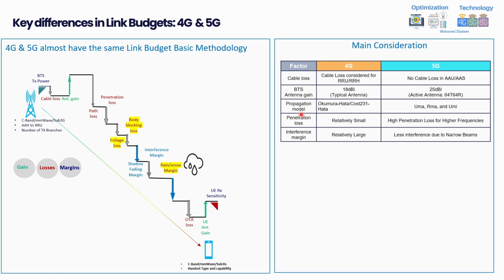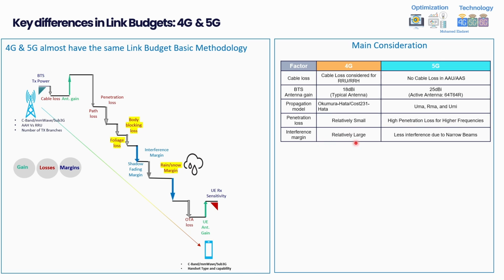And the propagation model changed. Before, we were using Okumura and COST-Hata for 3G and 4G. Now we'll be starting to use UMa, RMa, and UMi. These stand for urban macro, rural macro, and urban micro. And the penetration loss for 4G was relatively small, and in 5G it will be higher. You will have higher penetration losses, and this is because of the higher frequencies, for example, for the C-band and for the mmWave and so on.